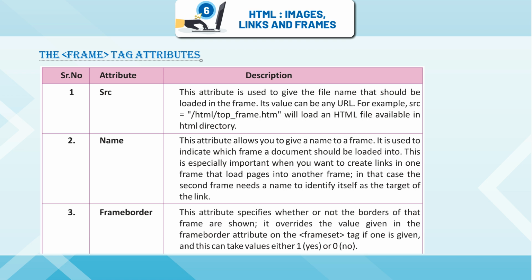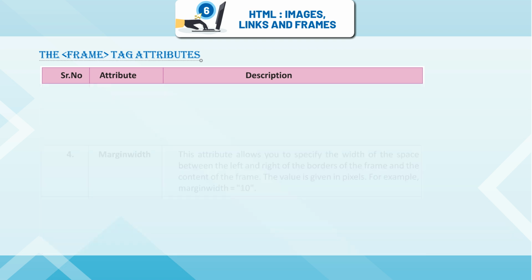3. Frameborder. This attribute specifies whether or not the borders of that frame are shown. It overrides the value given in the frameborder attribute on the frameset tag if 1 is given, and this can take values either 1 (yes) or 0 (no).